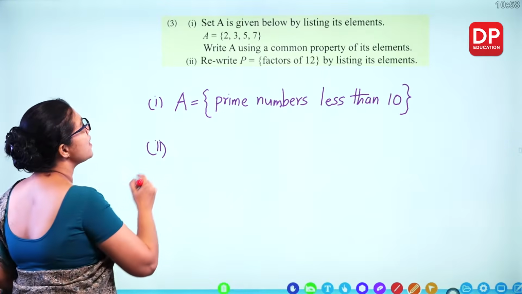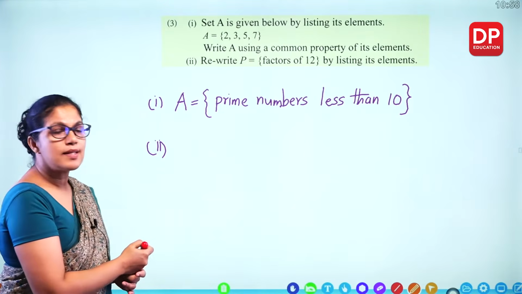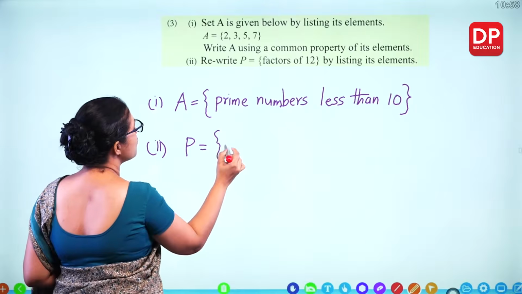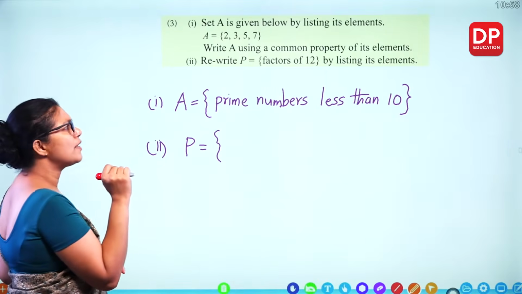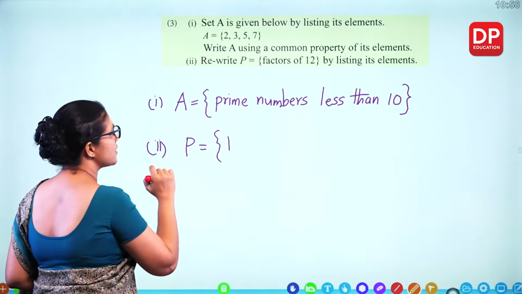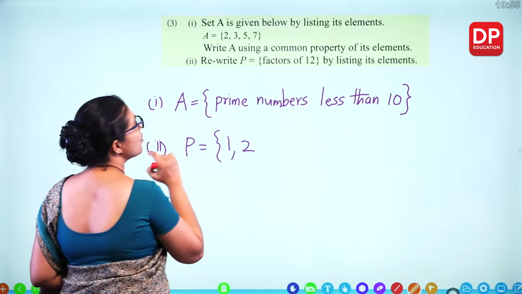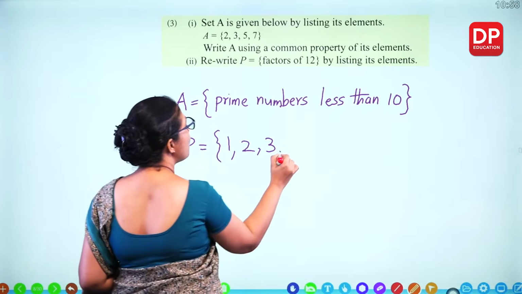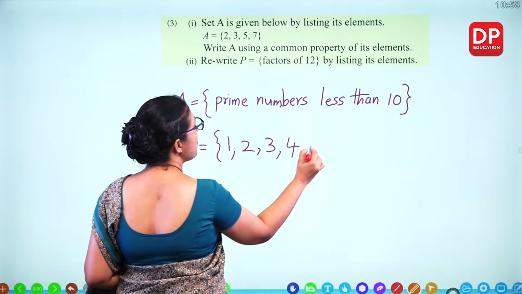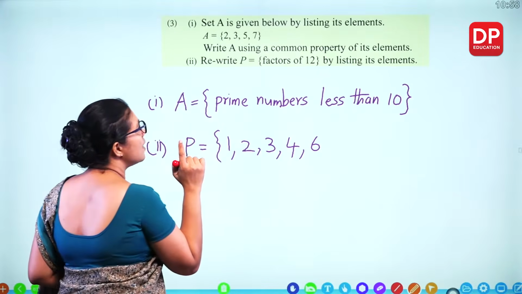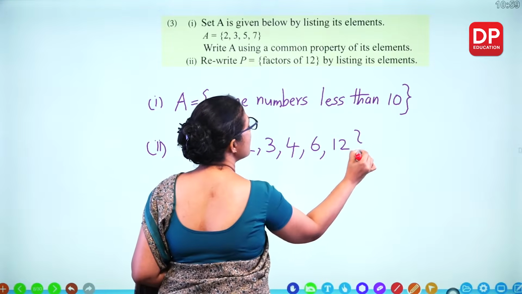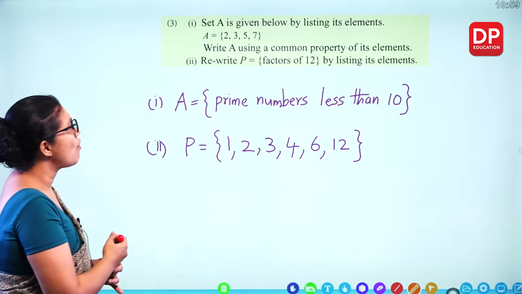Second one, rewrite P by listing its elements. So P is given factors of 12. So what are the factors? 1 is a factor. 2, you can divide by 2. You can divide by 3. You can divide by 4. You can divide by 6 and again by 12. So those are the factors of 12.